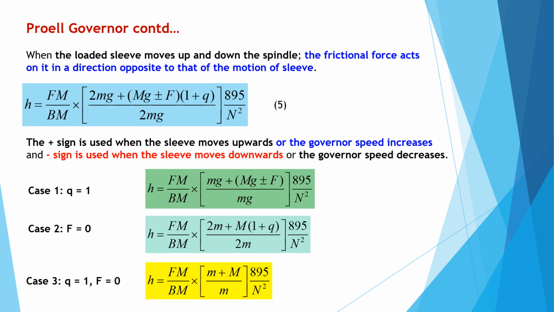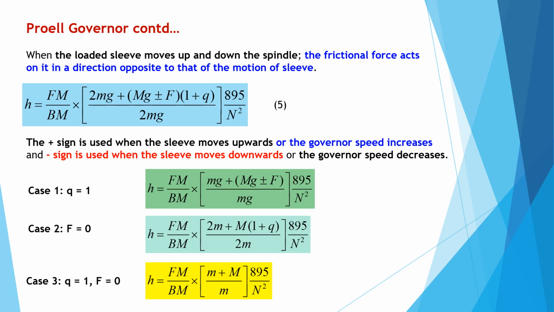Case 2, when the friction force is equal to 0, then the height of the governor is FM divided by BM into 2m plus M into 1 plus q divided by 2m, into 895 divided by N square. And case 3, when q is equal to 1 and there is no friction force, then the height of the governor is equal to FM upon BM into small m plus capital M upon m, into 895 divided by N square.